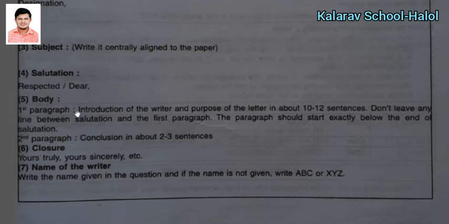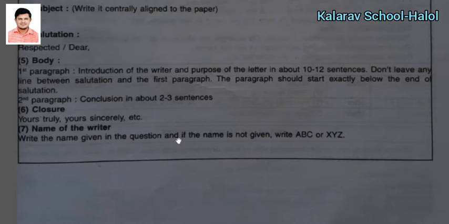Then the body. The first paragraph is about the introduction of the writer and the purpose of the letter. What is the purpose behind writing this letter? It is about 10 to 12 sentences. Most important point: don't leave any line after the salutation. While writing the salutation, there is no need to leave a line. After completing the first paragraph, the second paragraph should start exactly below where the salutation starts. Then the conclusion, about 2 or 3 sentences, and after that the closure.